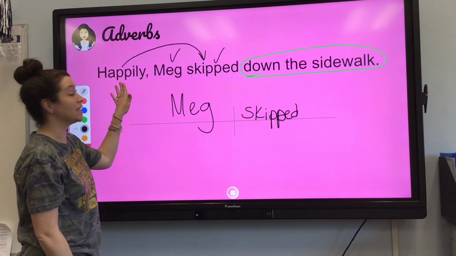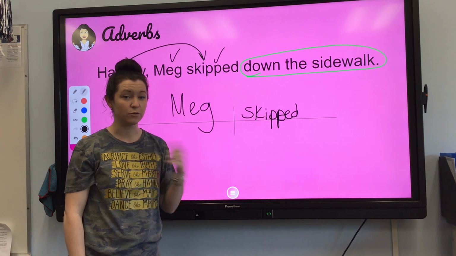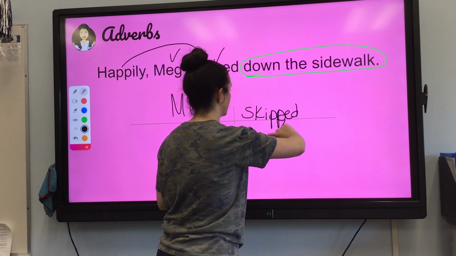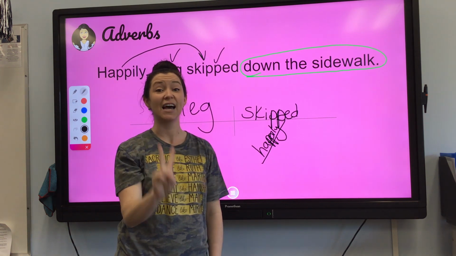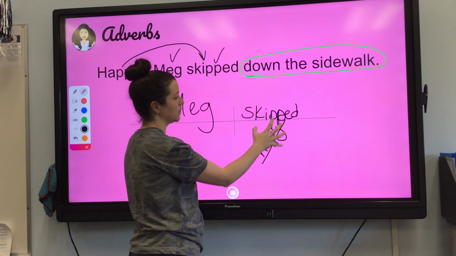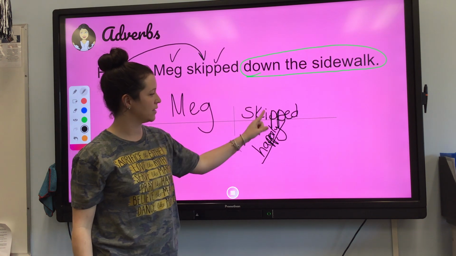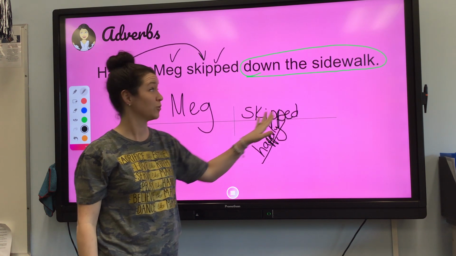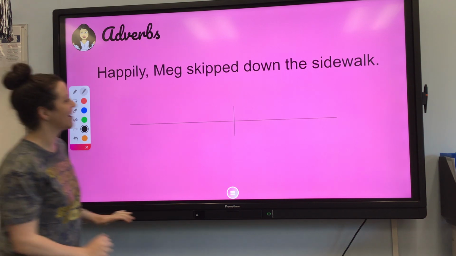Because happily is describing skipped, it gets diagrammed underneath that word, just like the adjectives. Remember last lesson, the words that described other words are diagrammed underneath them. And the only words you'll diagram under here are adjectives, adverbs, article adjectives, and prepositional phrases. So whatever words are here, the words describing them go here. So how did she skip? She happily skipped. Happily goes under skipped because it's describing it. Okay? Now all words are diagrammed. Let's move on to the next.